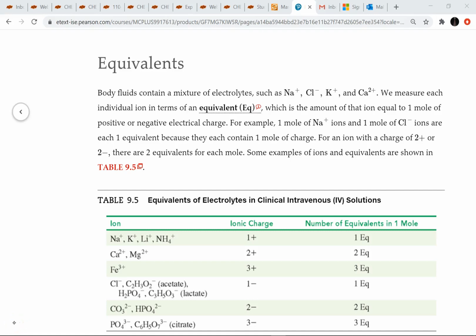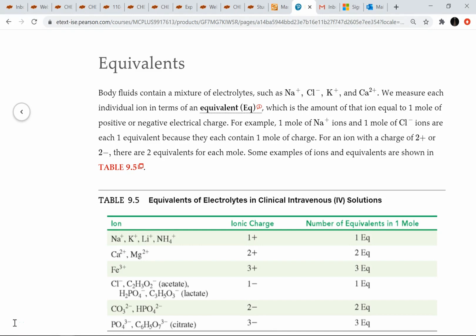All right, so in this short video, we'll take a look at equivalents, which is a short section in chapter 9. So the first thing that we want to consider is what exactly is an equivalent.